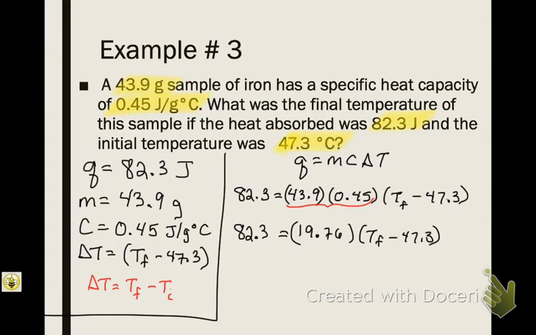The first option you have at this point is to distribute 19.76 times T and then 19.76 times the 47.3. I personally prefer to divide both sides by the 19.76. And then solve for temperature.